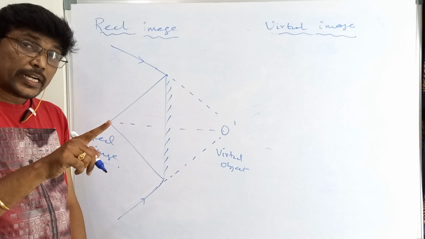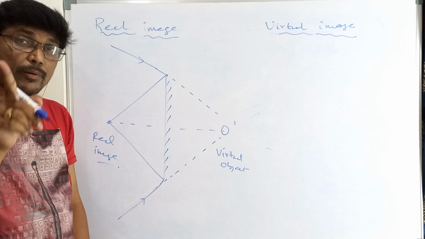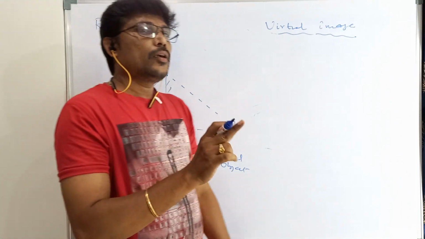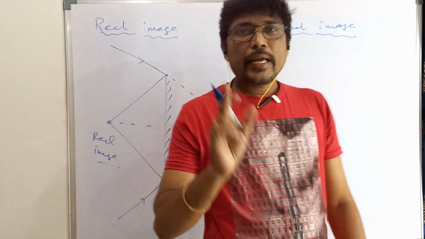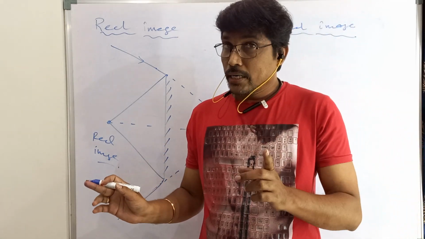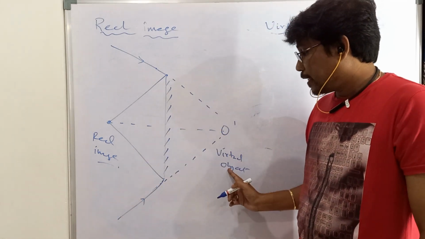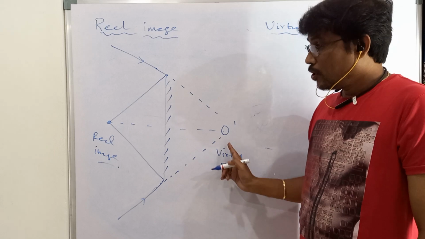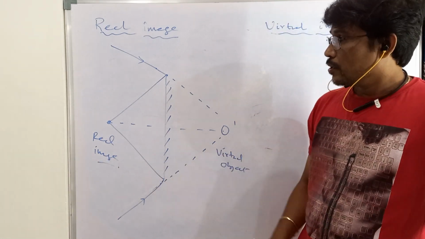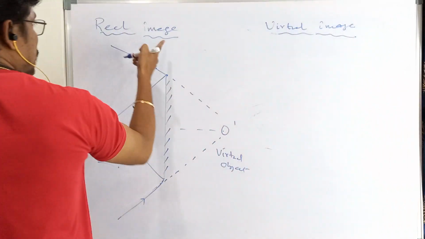But for a real object, I don't get a real image in a plane mirror. You have to be clear about this point. For a real object, you always get a virtual image in a plane mirror. But if you consider a virtual object, for this virtual object, you get a real image.